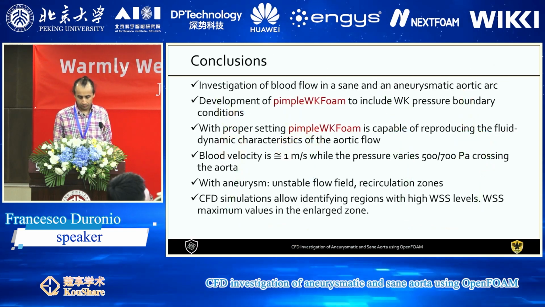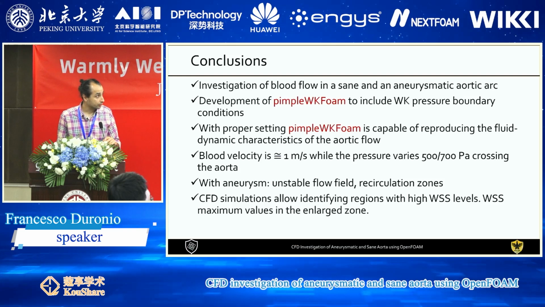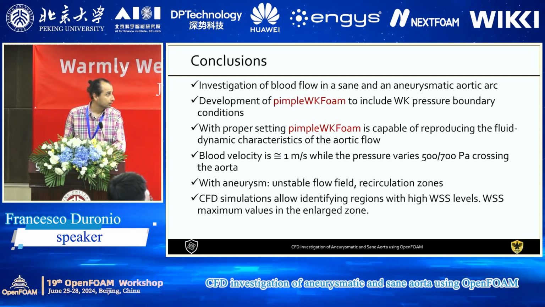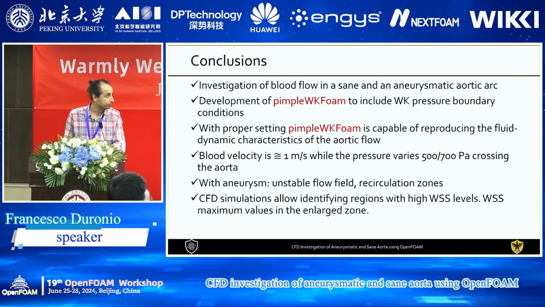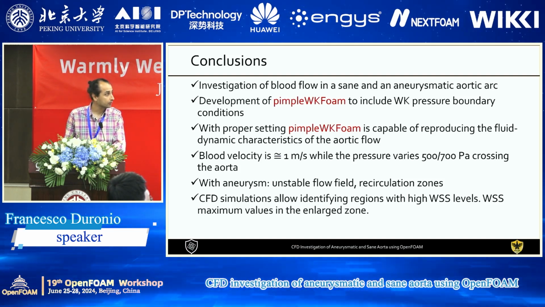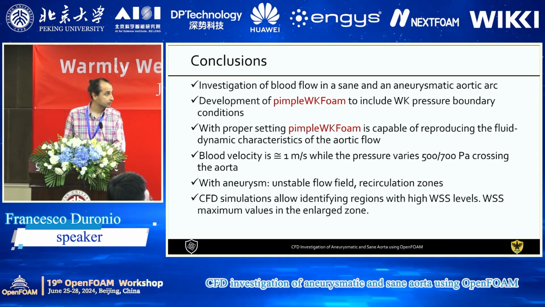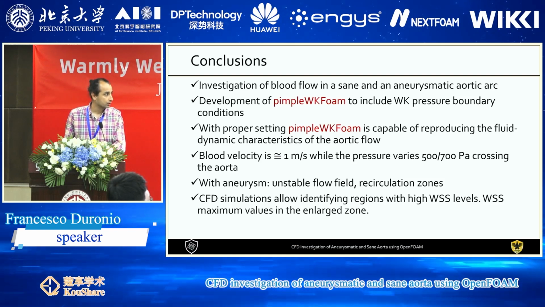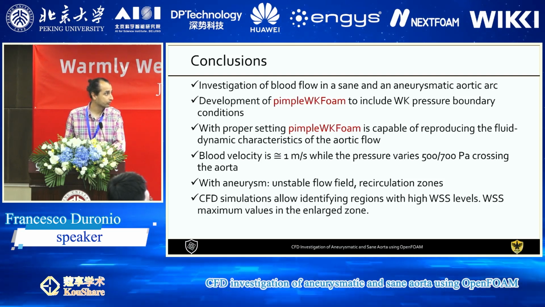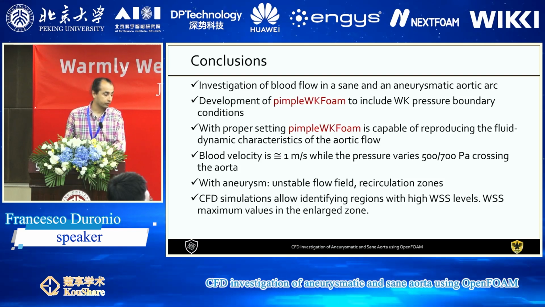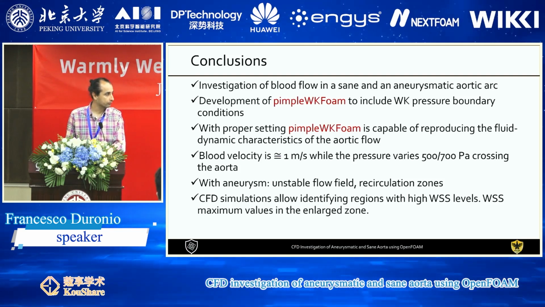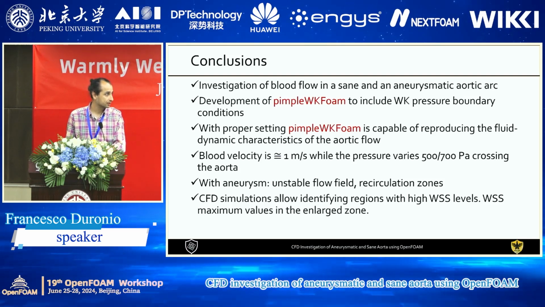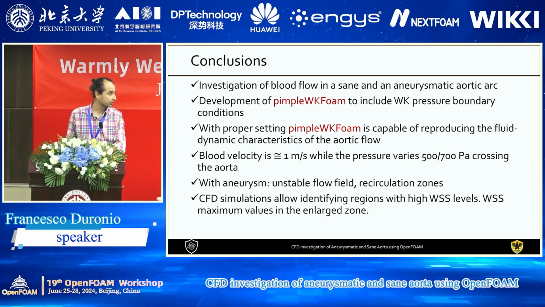So, let me conclude my talk, which deals with the investigation of blood flow in a sane and an aneurysmatic aortic arch. We developed this solver, which is pimpleWKFoam, to include the Windkessel pressure boundary condition, which is capable, after a proper setting of the parameters of the Windkessel model, of reproducing the fluid dynamic characteristics of the aortic flow but also of other cardiovascular flows. Blood velocity is about 1 meter per second, and the pressure varies by 500-700 Pascal crossing the aorta.